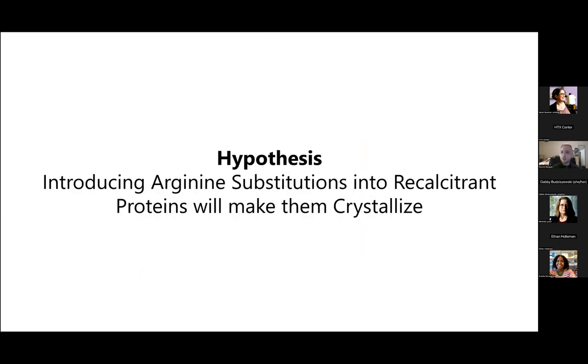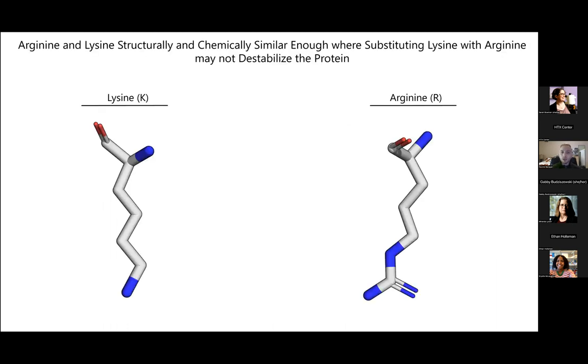And we're like, all right, so if arginines are overrepresented in crystal packing interfaces, and we introduce arginines to the surface of proteins by single point substitutions, then perhaps we would be able to increase the probability of a recalcitrant protein crystallizing, right? So the first question was, we know that arginine likes to make these crystal packing interfaces, but which amino acid can we substitute arginine for? And well, lysine, right?